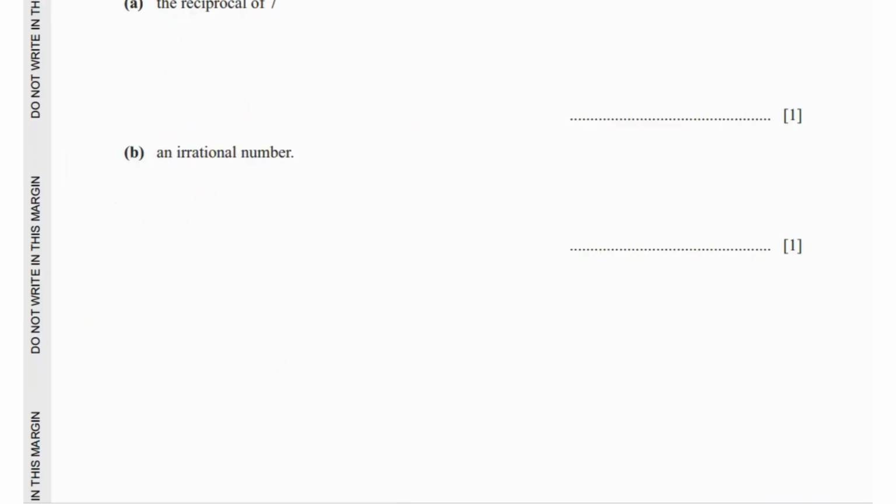Then we have to write an irrational number. You can write any irrational number. You can write root 7. That's irrational. An irrational number is a number that cannot be written as a fraction. So you can come up with anything.